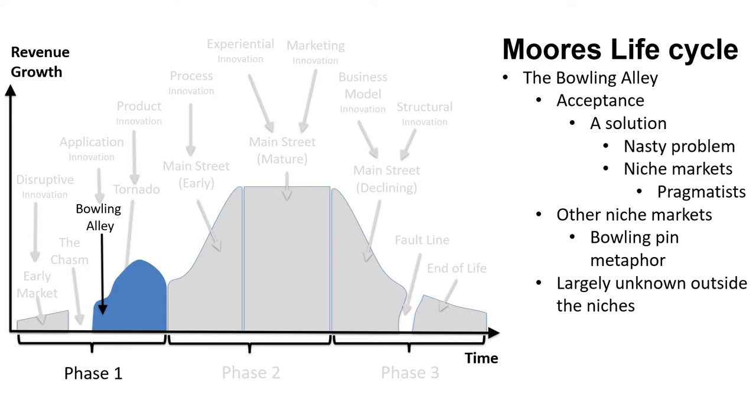Stage 3. The bowling alley. The technology is gaining acceptance among pragmatists in one or more niche markets, where it provides a solution to a nasty problem. When a niche adopts the technology, adjacent niche markets become willing to accept the technology, hence the bowling pin metaphor. Within each niche, the technology builds a loyal following and attracts partners who see a market in the making. Outside the niches, it is still largely unknown.